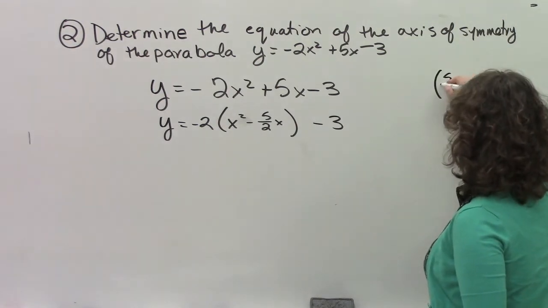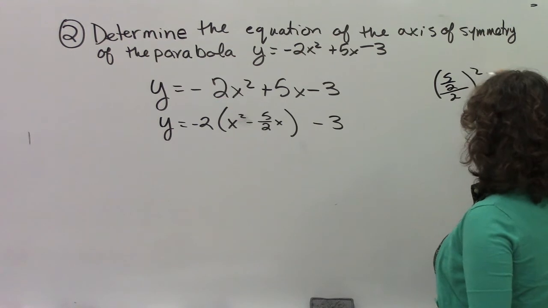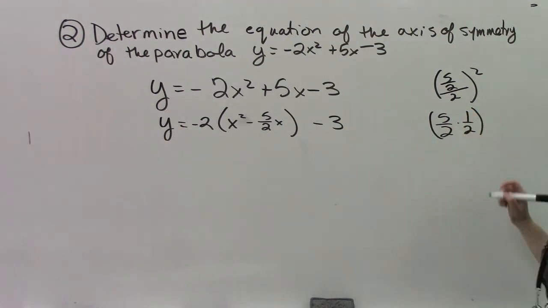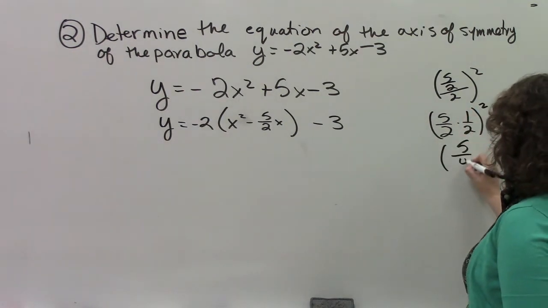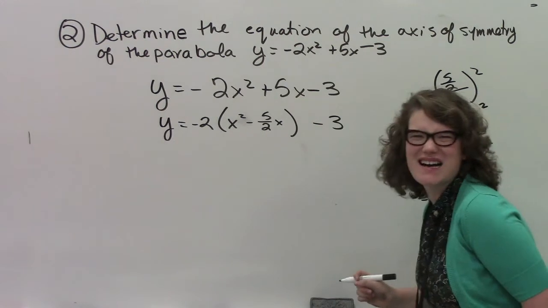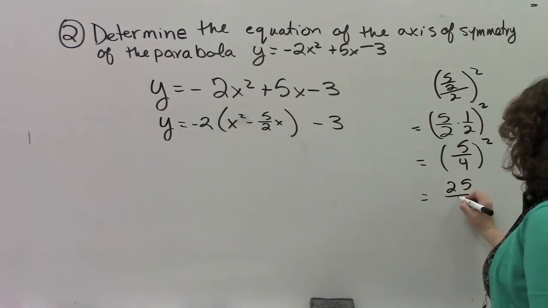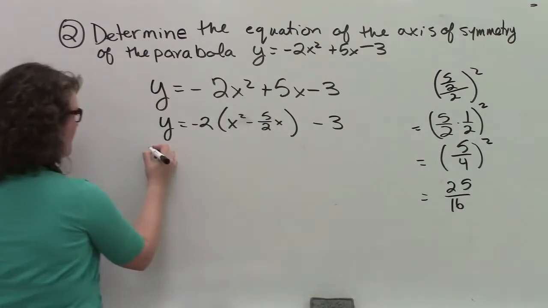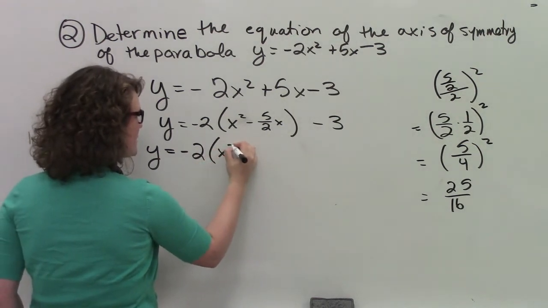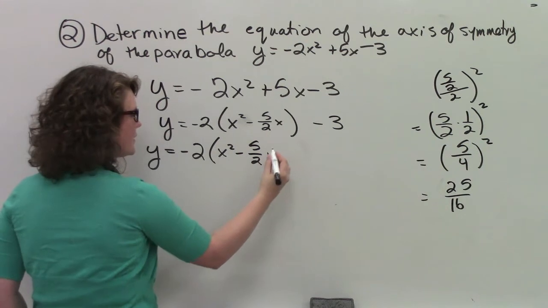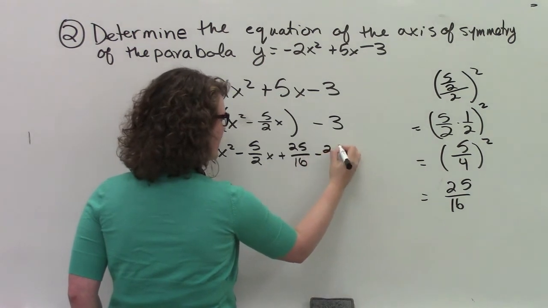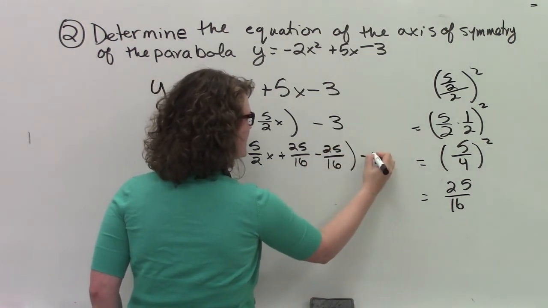So what we say is 5 over 2 squared. 5 over 2 times 1 over 2. Remember, when we're dividing, we're multiplying by the reciprocal, squared. 5 over 4 squared. I should have my equal signs here. I would get upset with you guys if you didn't. Sorry. 25 over 16. So y equals negative 2x squared minus 5 over 2x plus 25 over 16 minus 25 over 16 minus 3.